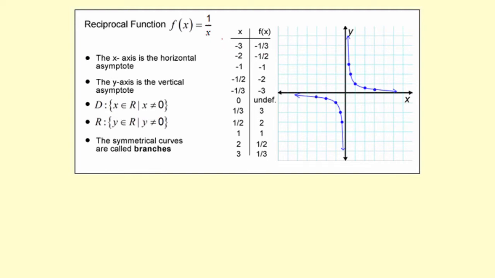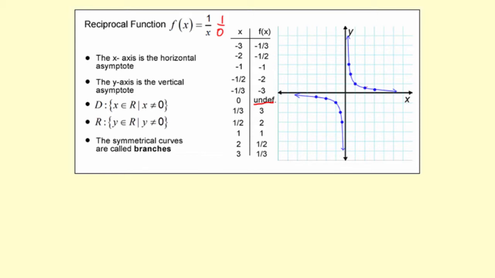So what happens is when you input 0, you get 1 divided by 0, which is undefined, as you can see here. So that makes a vertical asymptote. There is no valid input-output pair. As the values get really close to the asymptote, you can see what happens. There's quite an increase on the positive side or a decrease on the negative side.